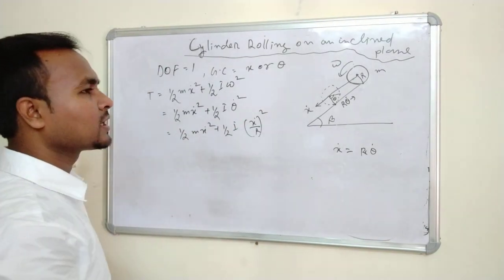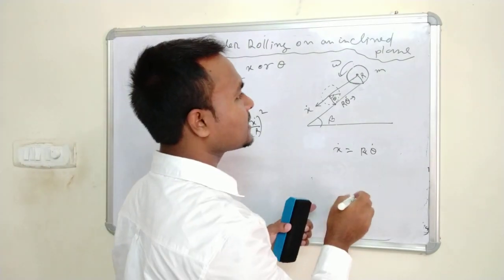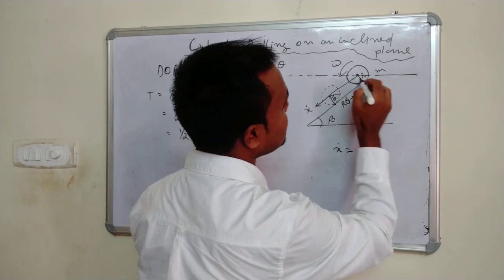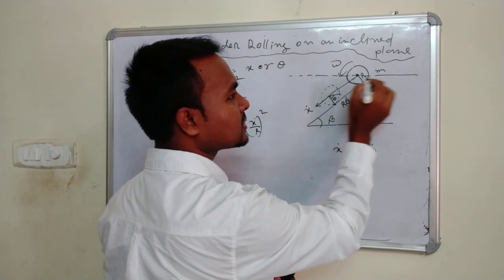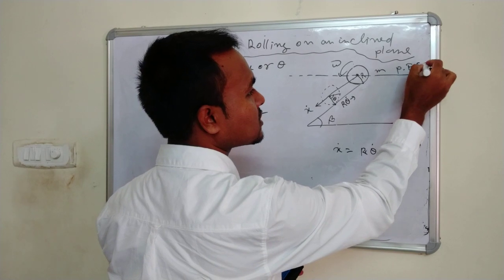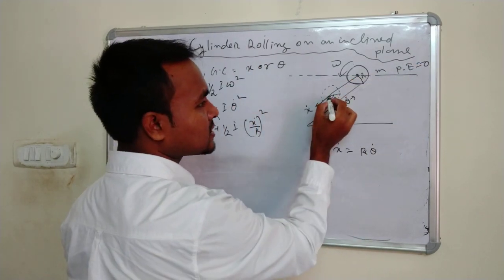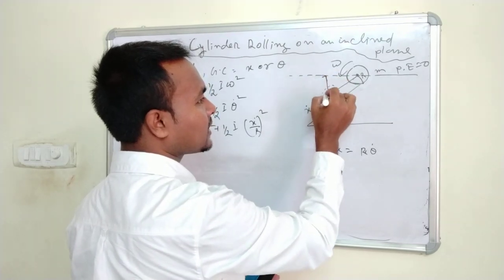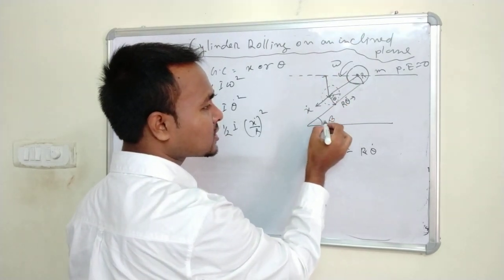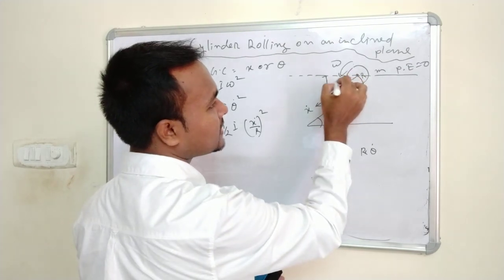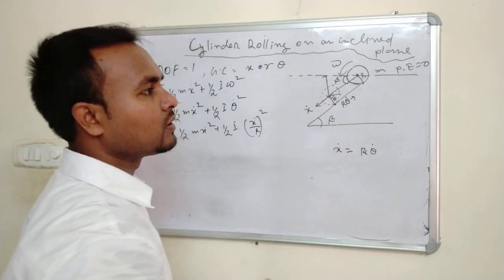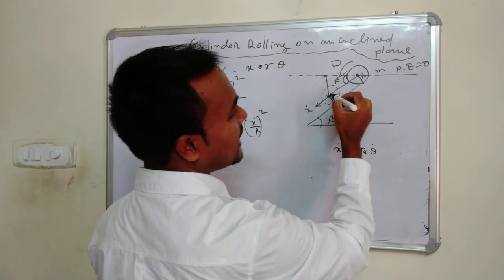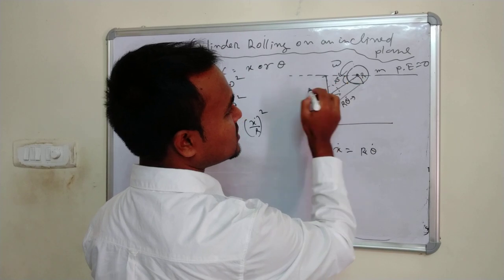And what will be the potential energy? So I will measure the potential energy. Before measuring, I have to set the reference level. Suppose this is the reference level. When the cylinder is at this point, the potential energy is 0, suppose. And when the cylinder is at this point, what will be this distance, center of mass, from here to here? If this inclination is beta, this inclination will also be beta.